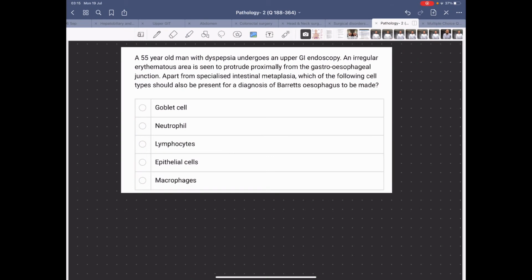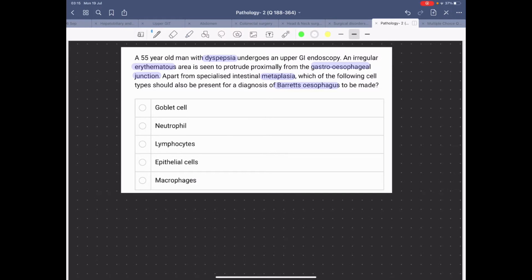Pathology question. A 55-year-old man presented with dyspepsia. Upper GI endoscopy showed an irregular and erythematous area protruding proximally from the gastroesophageal junction. Apart from a specialized intestinal metaplasia, which of the following cells should also be present to diagnose Barrett's esophagus?